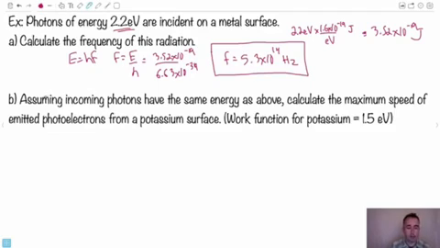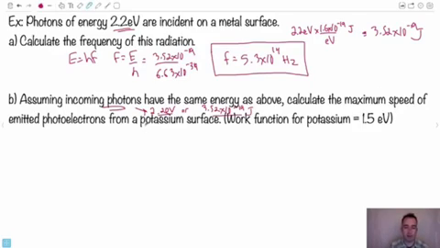Now, let's do this one. Assuming the incoming photons have the same energy as above, so in other words, we're going to assume these photons have the same energy, which could be 2.2 eV, or if we feel like it, we could say 3.52 times 10 to the minus 19 joules. Either of these numbers will be the same. That'll be fine. Find the maximum speed of these emitted photoelectrons.